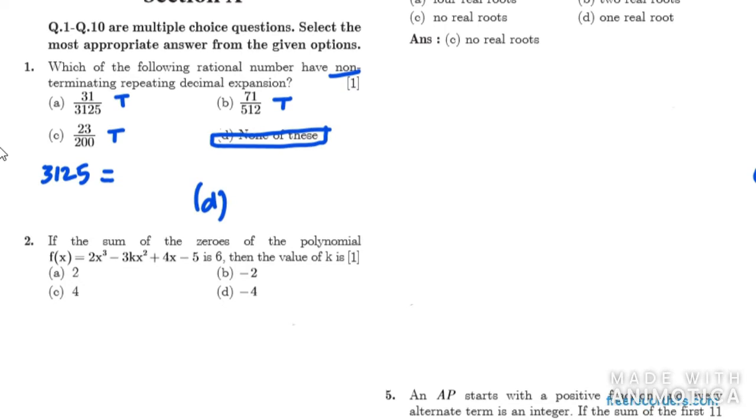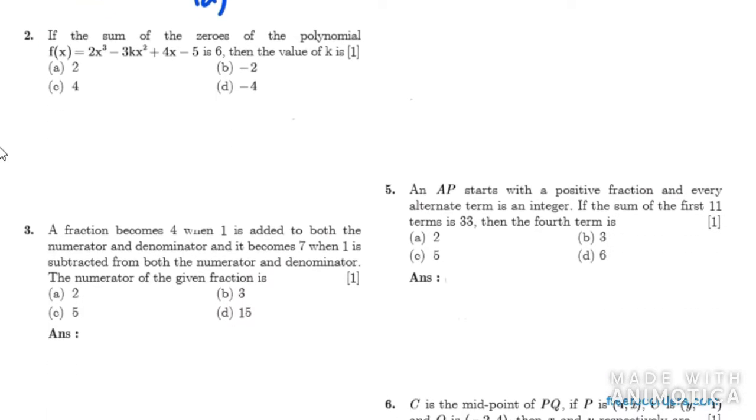Now moving on to question number 2. It says if the sum of the zeros of the polynomial f(x) 2x cube minus 3k x square plus 4x minus 5 is 6. That means sum of zeros is given and it is 6.